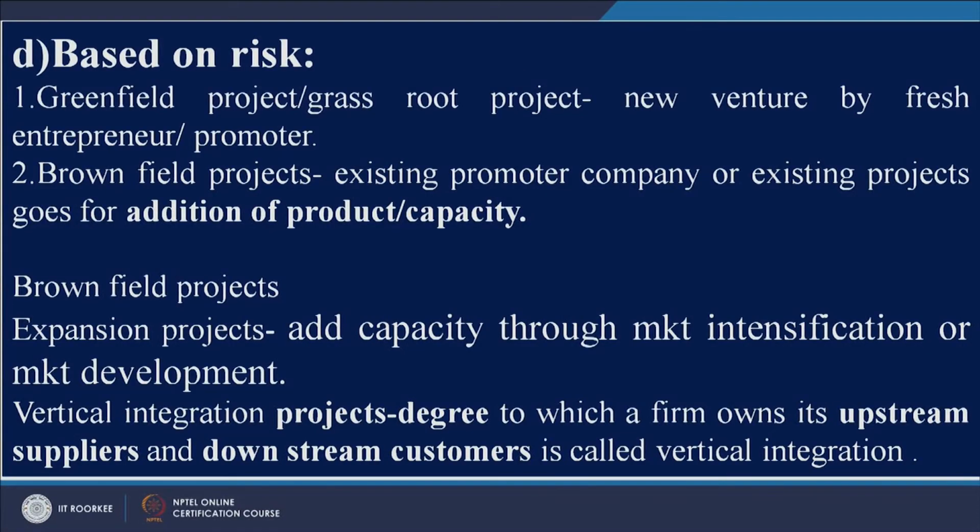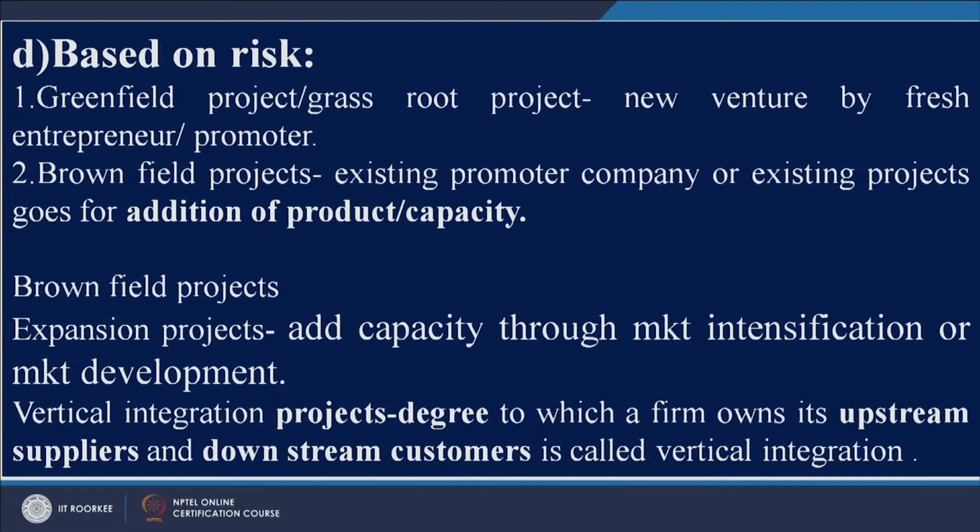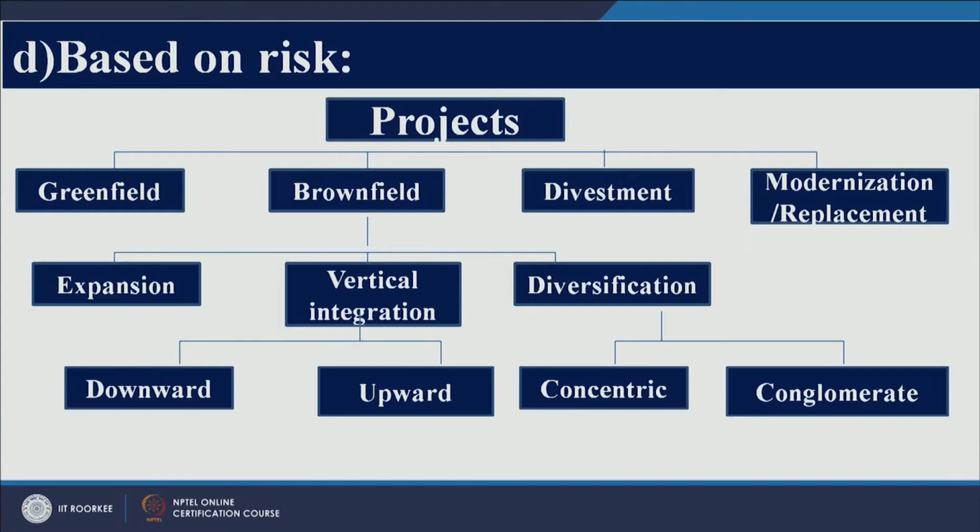Now when you say brownfield projects, you can have again different categories. Expansion project, so add capacity through market intensification or market development. So, let us say if you are already serving in the Indian market, you can go for a foreign market, that would be an example of expansion project. Now, you can also have vertical integration. When you talk about brownfield projects, you can have expansion project, vertical integration, and the third one is diversification.